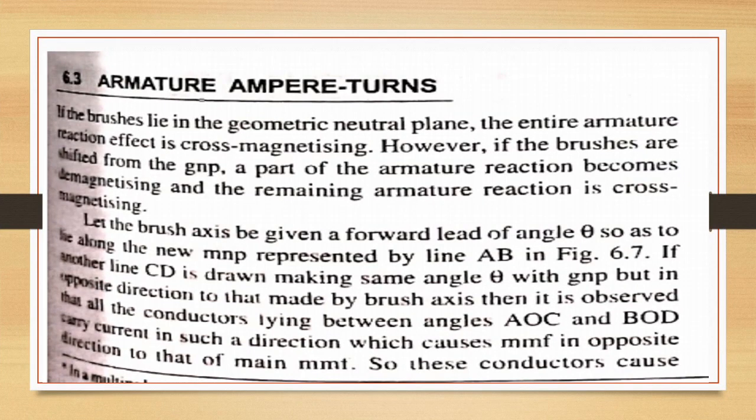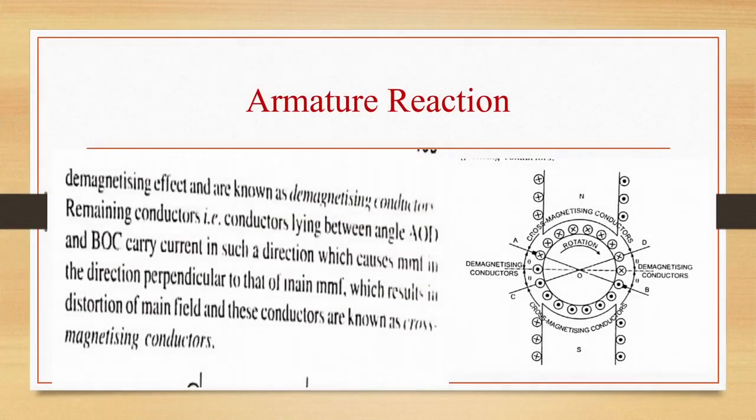Let us see armature ampere turns. If the brushes lie in the geometric neutral plane, the entire armature reaction effect is cross magnetizing. However, if the brushes are shifted from the GNP, part of the armature reaction becomes demagnetizing and the remaining armature reaction is cross magnetizing. So let the brush axis be given a forward lead of angle theta so as to lie along the new MNP represented by line AB as shown in the figure.